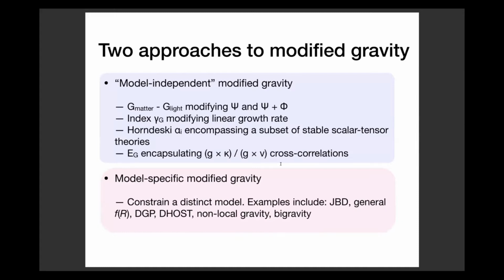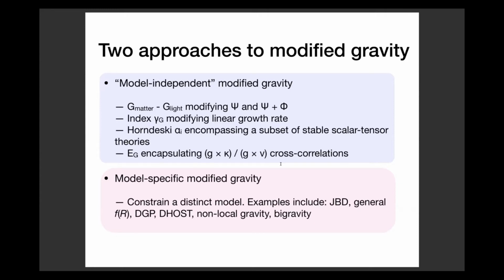And so looking at modified gravity, there are 2 approaches that we can take. One is a model independent approach, where we, for example, consider a G matter, G light parameterization that modifies the 2 metric potentials psi and phi. Or you can also consider the index gamma modifying your linear growth rate, or you can consider Horndeski theories, so these are scalar tensor theories, a subset of stable scalar tensor theories, which are parameterized with the alpha i parameters, so alpha 1 to 4.